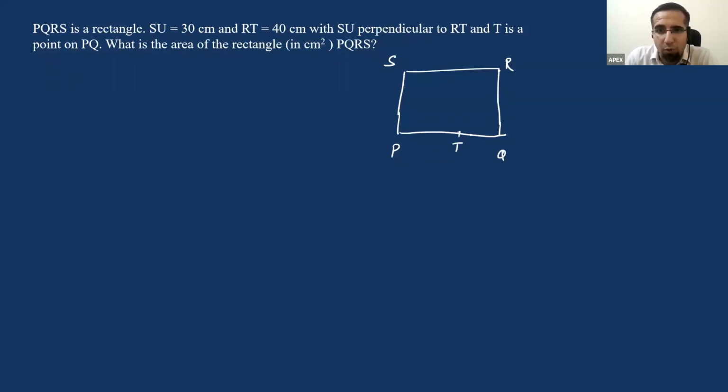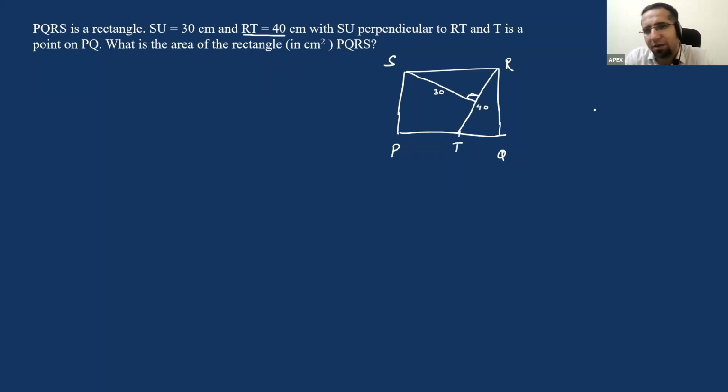Clear? And I'm told RT, so if I join these two, I get RT. Now what is RT? RT is 40, that is given to us. I'm also told that SU is perpendicular to RT, so if I drop a perpendicular from here, this becomes perpendicular to RT. SU is 30 centimeters here, RT is 40 centimeters here. Now, I'm told to find the area of the rectangle.